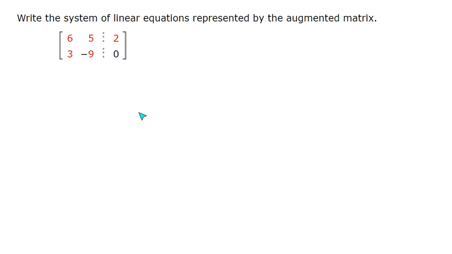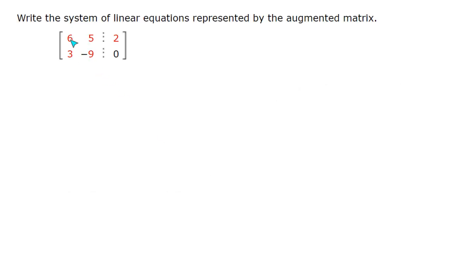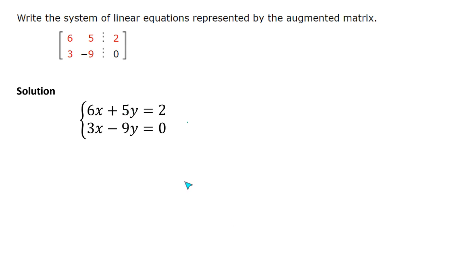Okay, so it says write the system of linear equations represented by the augmented matrix. So now we're going backwards. They give you this matrix. We want to know what the system is. Okay, so the first row here, my coefficients are 6 and 5. And they don't tell us what variables to use, but if they don't mention that, then we can just use x and y. So we have here 6x plus 5y, and then my constant would be 2. Then for the second one, we have 3x minus 9y is equal to 0, and that would be our answer.